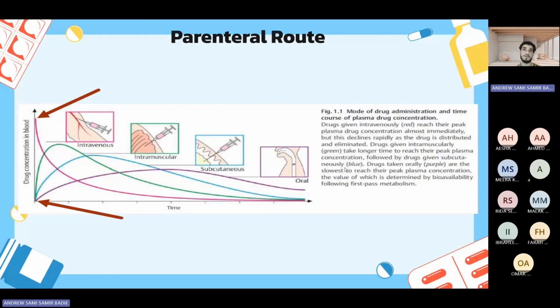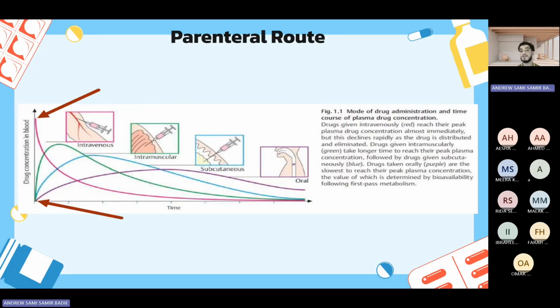An important concept you need to know is when you compare the drug concentration inside the blood, the bioavailability, or the amount of drug present inside the body, or inside the blood to be specific. IV has the highest drug concentration, or highest bioavailability, by far. It's 100%. But if you compare intramuscular, subcutaneous, and oral, it starts at 0 and, depending on the route, it goes up. Intramuscular goes up first, then subcutaneous, and then oral has the lowest bioavailability out of all.